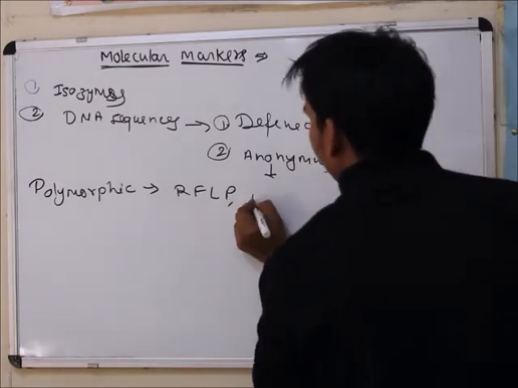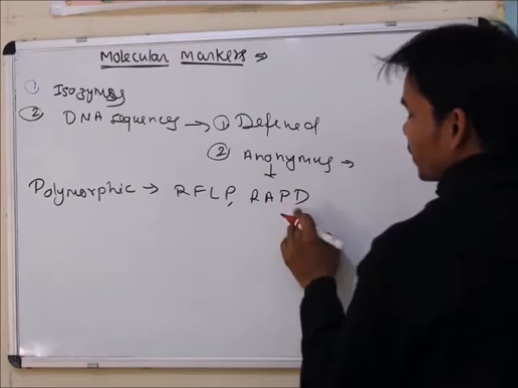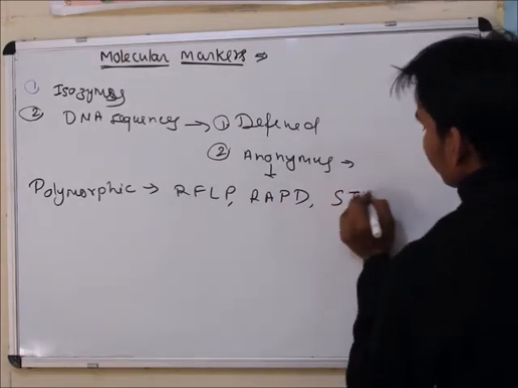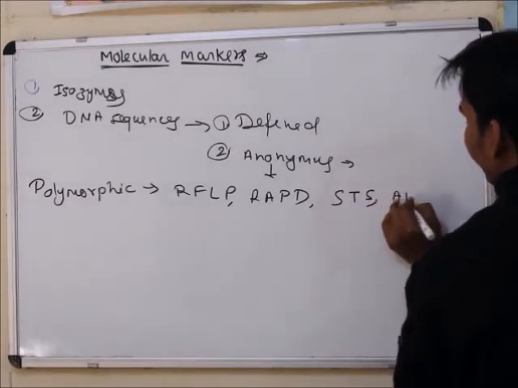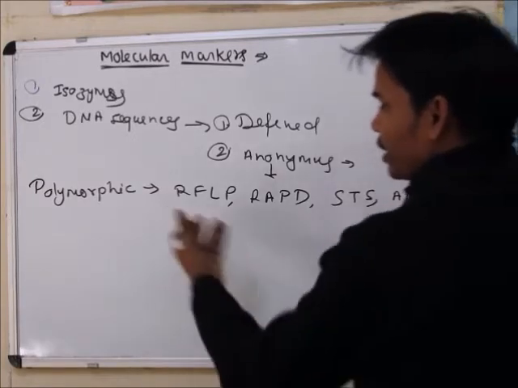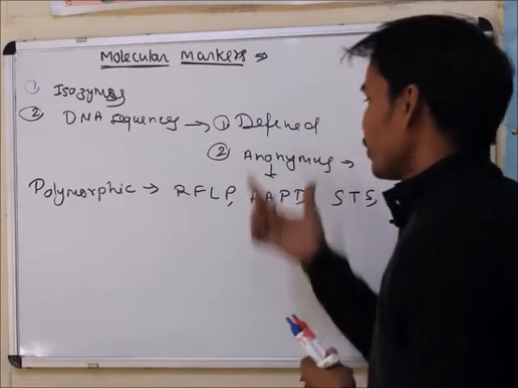Okay, RAPD, random amplified polymorphic DNA sequences. And STS, sequence tagged sites, and also AFLP, amplified fragment length polymorphism. These polymorphic DNA sequences are polymorphic markers, and they are also defined markers.